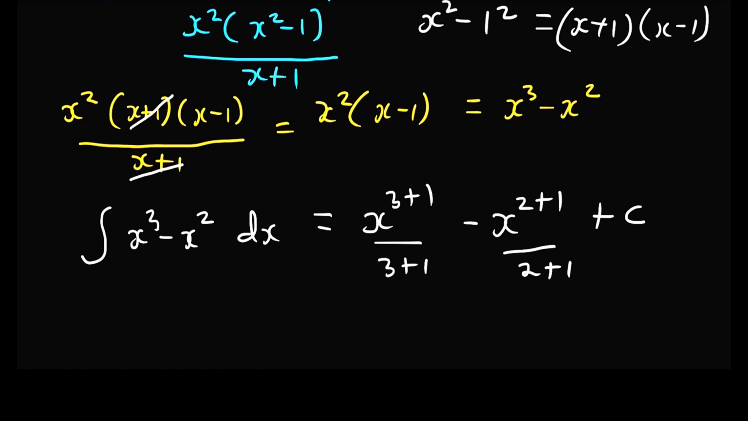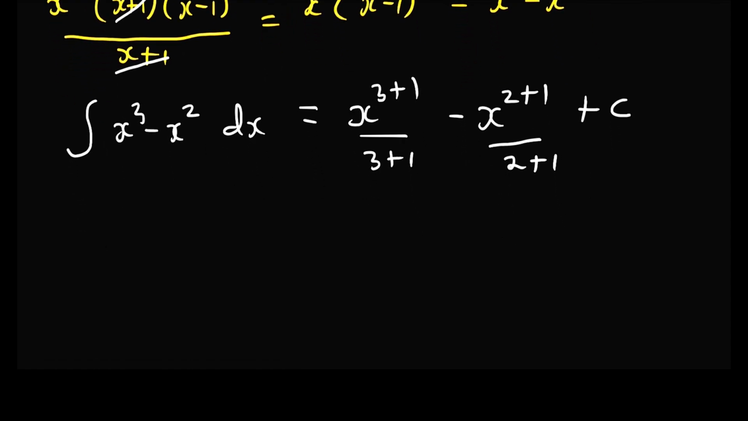and then we add a constant of integration. So let us just simplify this. We're going to have that being equal to x power 4 over 4 minus x power 3 over 3 plus c as the indefinite integral.